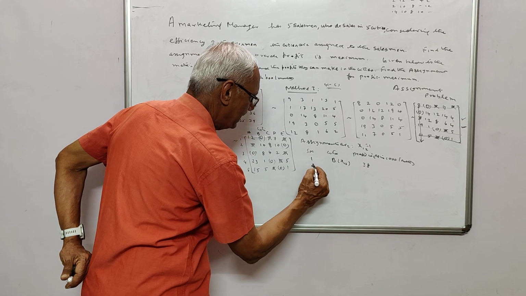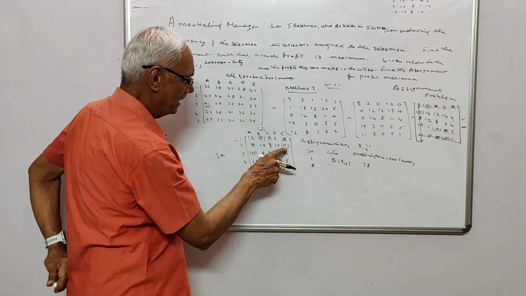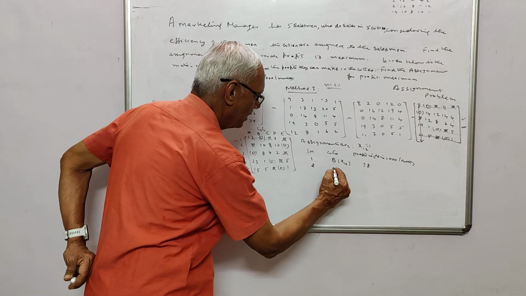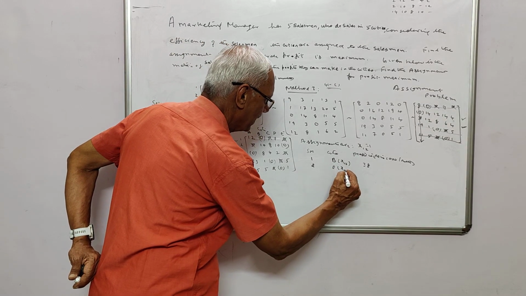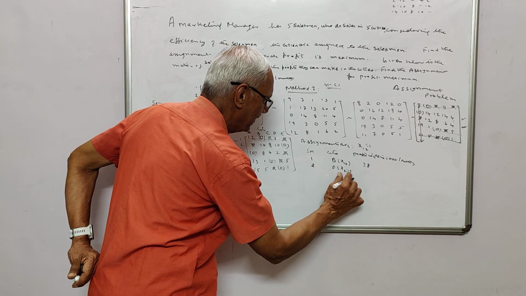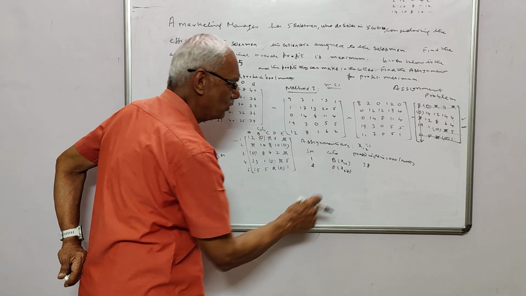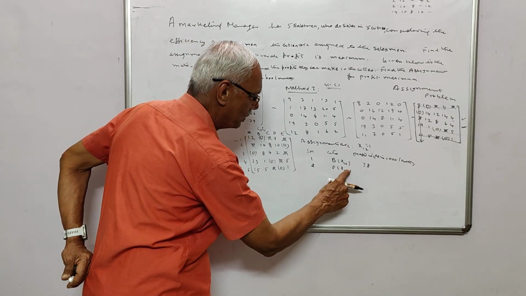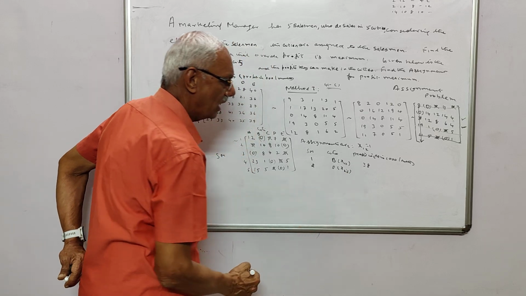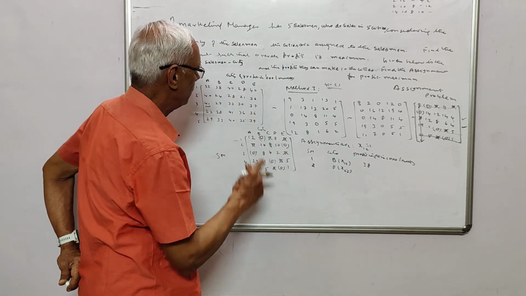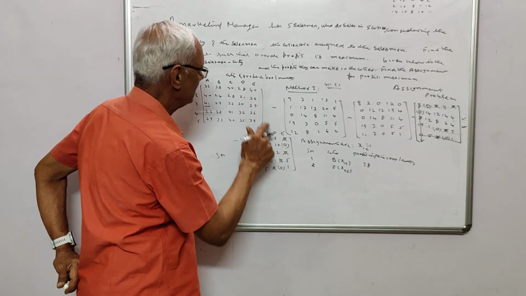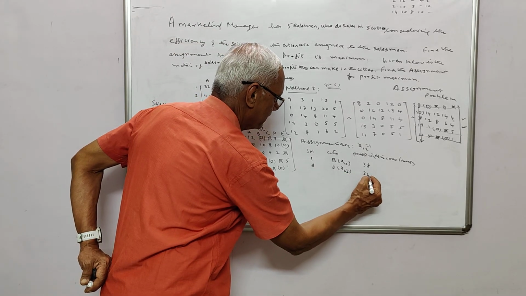Then second salesman, he is given the city E. What is that E? x25. This is the assigned. That means what? x12 is equal to 1. x25 is equal to 1. That means assigned. Equal to 1 means assigned. So what is the profit that he makes? 36. So this is 36.